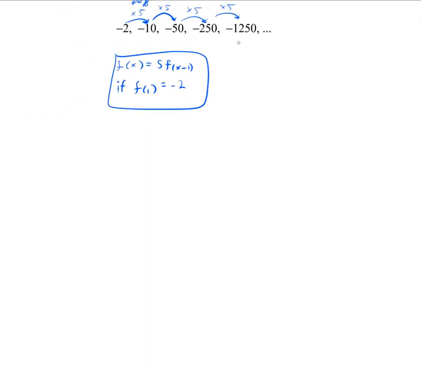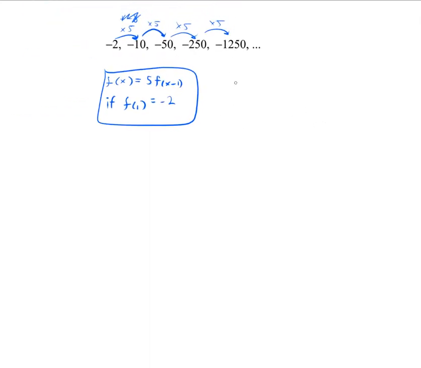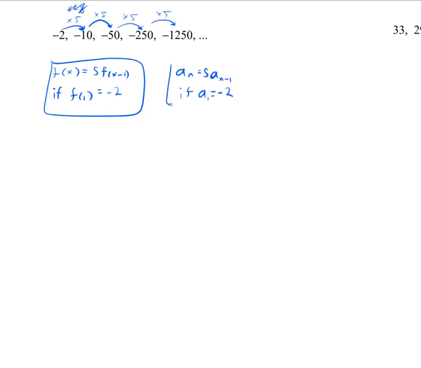Hopefully that was good. If I wanted to do this in the other notation really fast, I'll do it. You get a sub n is equal to 5 times a sub n minus 1, right? And that's if a sub 1 is equal to negative 2. Alright, so hopefully this is making a lot more sense to you now as we go. Let's go ahead and do another example.